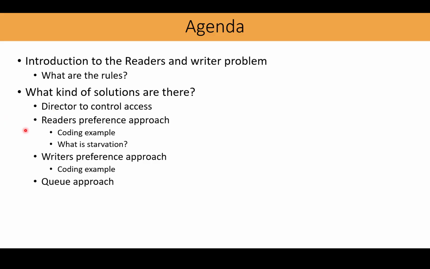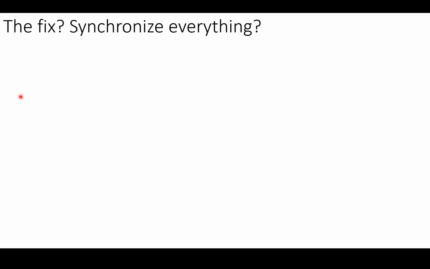So that's the introduction to the problem. A shared resource, some threads want to modify it and some threads just want to read it, and we need to control access to that shared resource. So let's take a look at the solutions. How do we actually fix this?